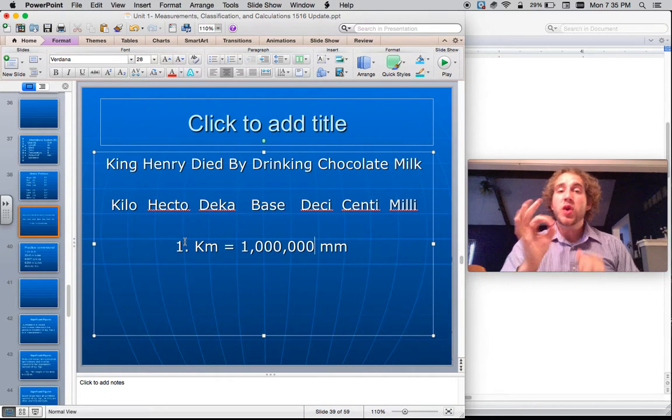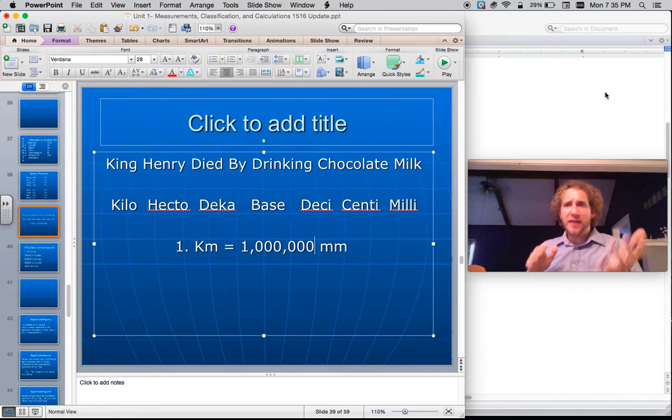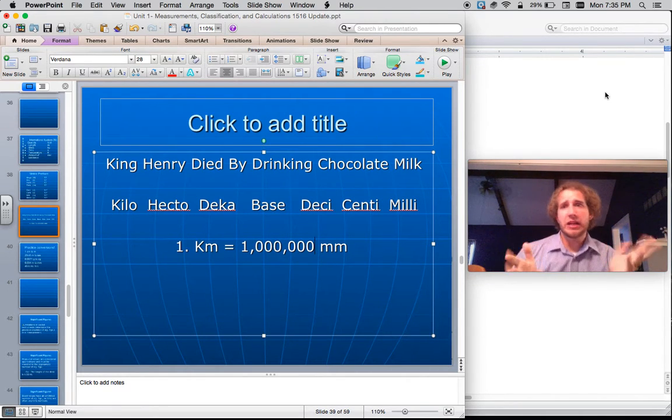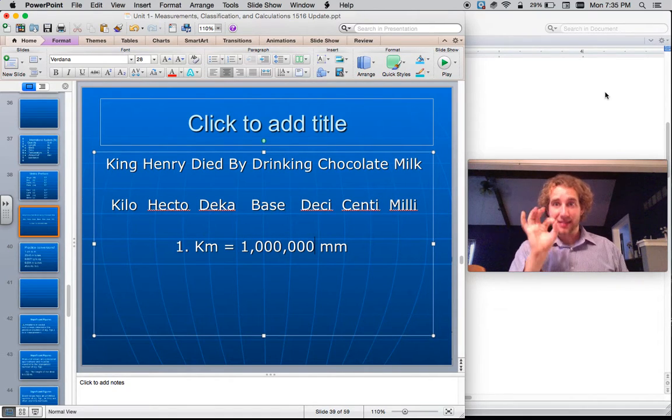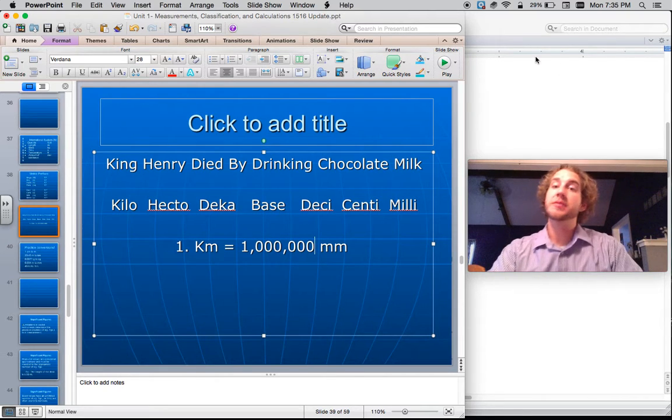So you can use this kind of metric system, King Henry died by drinking chocolate milk, to change all sorts of units within the metric prefix. It's so nice. We don't have to worry about 12 inches in a foot, 5,280 feet in a mile, these crazy random English units that were decided by some English king somewhere along the line. 10. All you gotta remember is 10. If you move one way, it's add a 0. If you move the other, you move the decimal to make the number smaller.